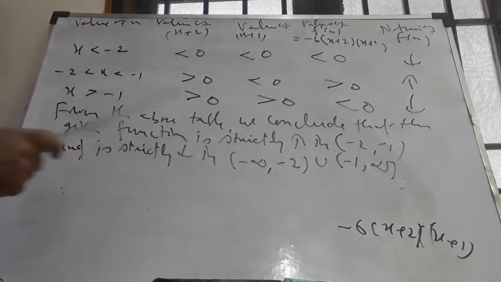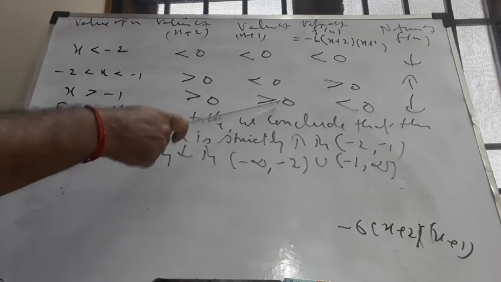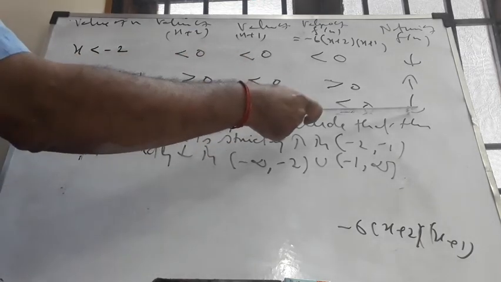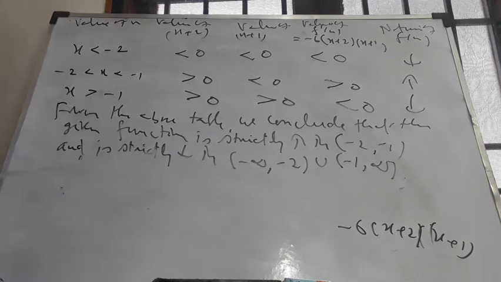Let me substitute 0. 0 plus 2 is positive. 0 plus 1 is positive. Plus into minus, because of this minus sign, it is negative. Therefore, it is decreasing. Therefore, the function is strictly increasing in minus 2 comma minus 1, and the function is strictly decreasing in minus infinity comma minus 2 union minus 1 comma infinity.